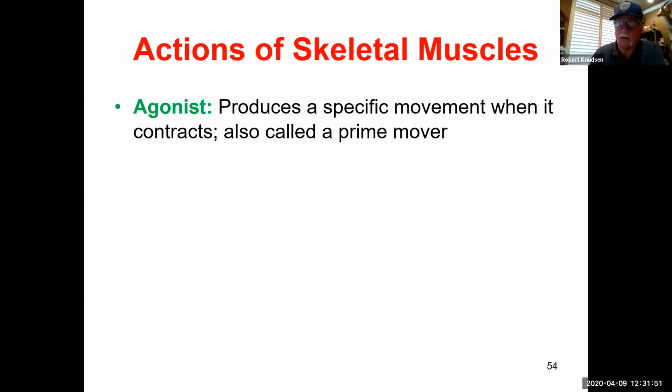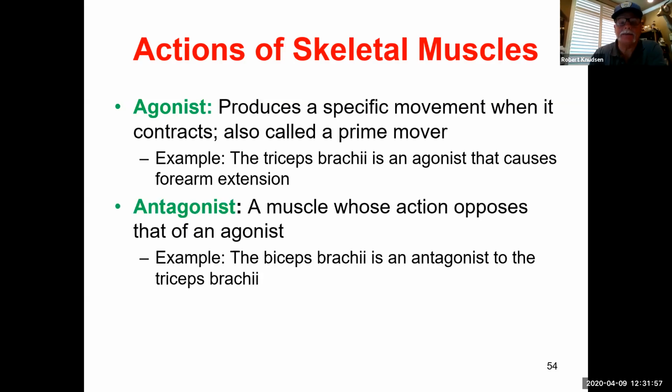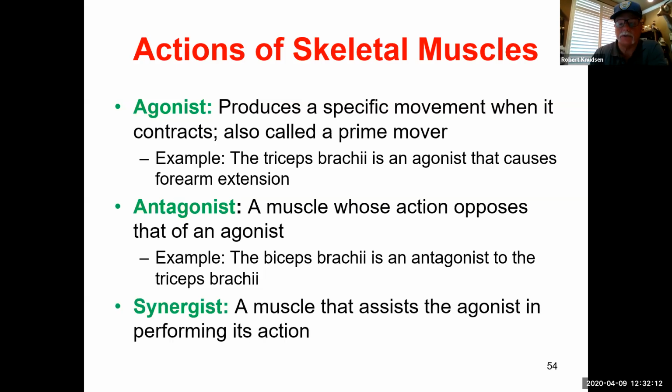Okay, remember we talked about the mover is called an agonist. The muscle that opposes it is an antagonist. Okay, and then they switch. You're not always going to be an agonist. You're only an agonist if you're constricting. You're only an antagonist if you're stretching. And then we had the helper, the synergist. Remember that?